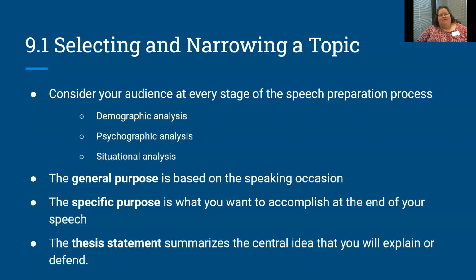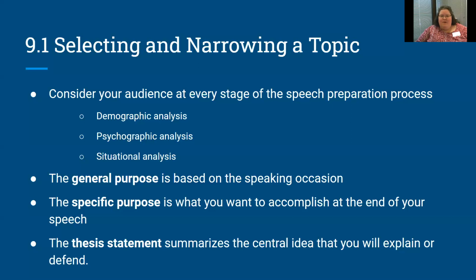The other thing that this section talked about were the different types of general purposes, specific purposes, and the thesis statement. Remember, the general purpose is just based on the occasion. So it's either to inform, to persuade, or to entertain. For the purposes of this class, you're going to do a speech that's informative and persuasive.